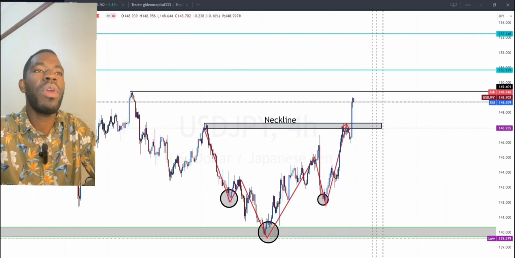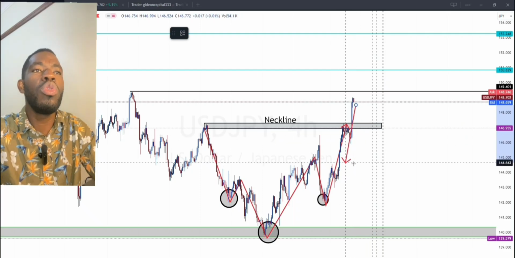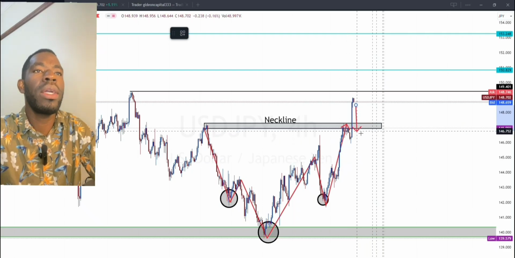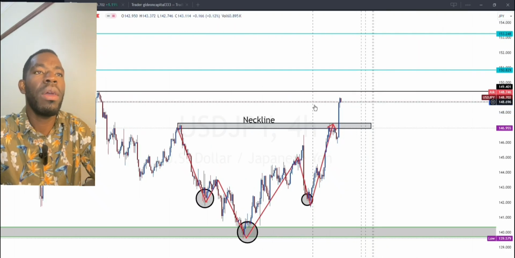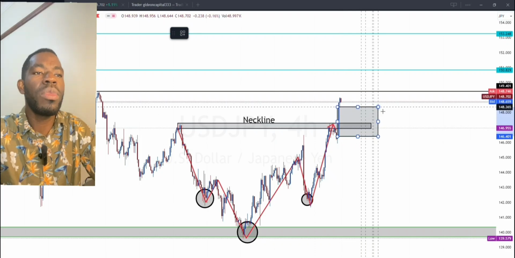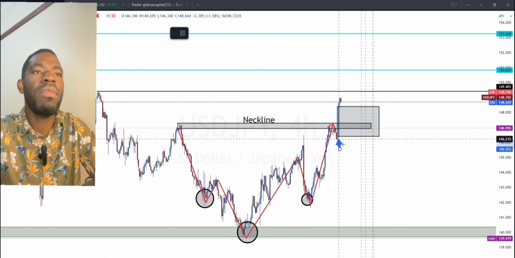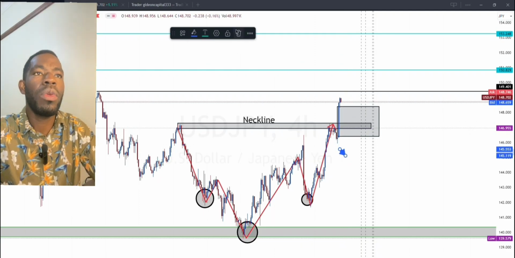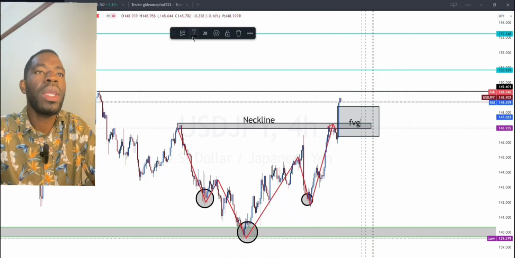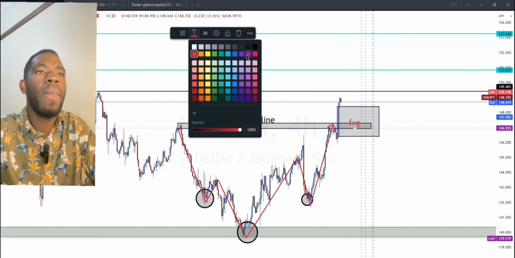We are anticipating that price will return to mitigate this fair value gap, because there are a couple of fair value gaps, really. This is a huge fair value gap, an imbalance in the market, a huge one right here, from this point, from over here, to over there. I'll just mark it out for you. Remember, this is a fair value gap right there.